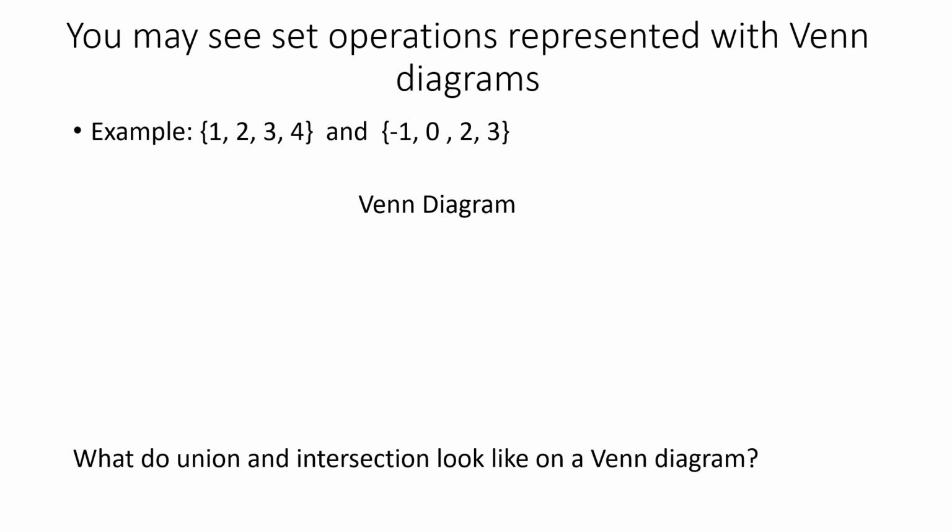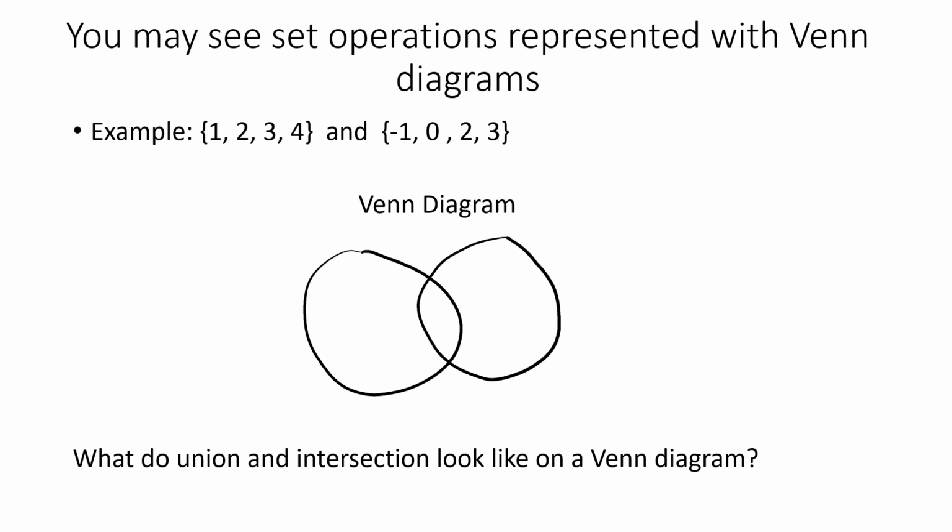Right. Now, you may see operations represented with Venn diagrams, and I don't even know when you might encounter this. It turns up maybe in probability, statistics, that kind of thing. So we're going to look at these two sets represented on a Venn diagram. And what we do is, instead of having the brackets around them, we have circles. And in this first circle would go all of the numbers from the first set. In the second circle would go all of the numbers from the second set.